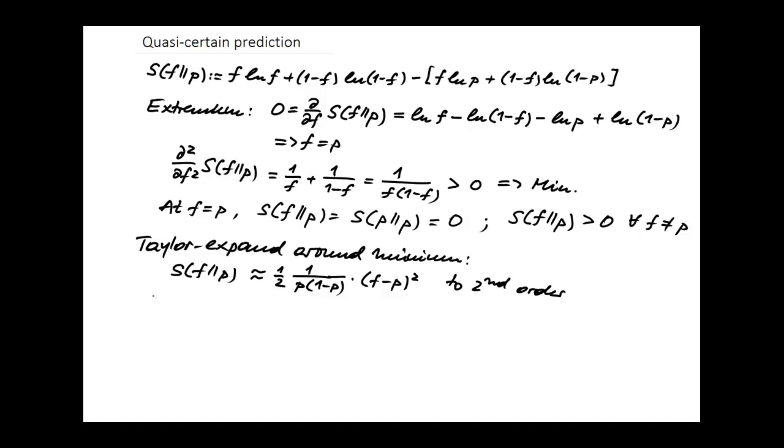Now remember, the probability for observing relative frequency f in n coin flips, given the probability p for heads, that was asymptotically, so with Stirling's formula, asymptotically this was e to the minus n times this function S.